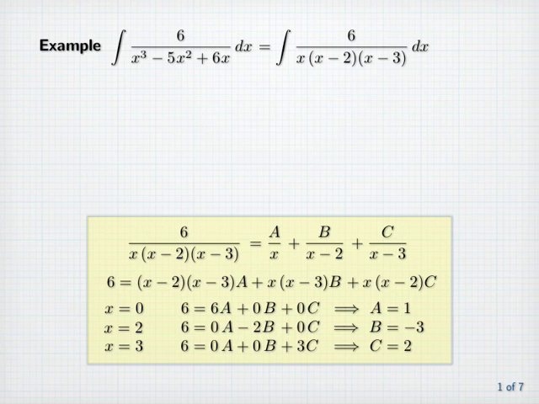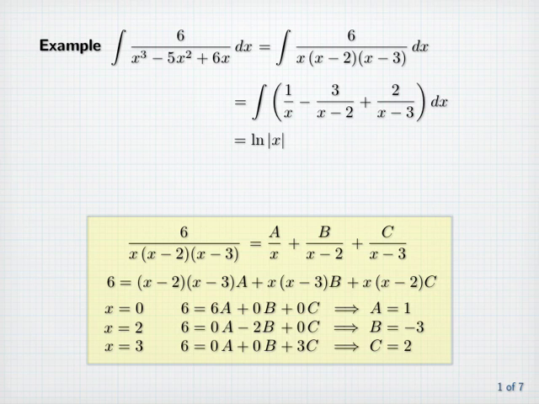So our partial fraction expansion is 1 over x minus 3 over (x minus 2) plus 2 over (x minus 3). Now each term here has the form of a constant times du over u, so each results in a multiple of a natural log term. The first term gives us the natural log of the absolute value of x. The second term gives us minus 3 times the natural log of the absolute value of (x minus 2). And the third term gives us plus 2 times the log of the absolute value of (x minus 3). And then we add our c, and we've got the indefinite integral.